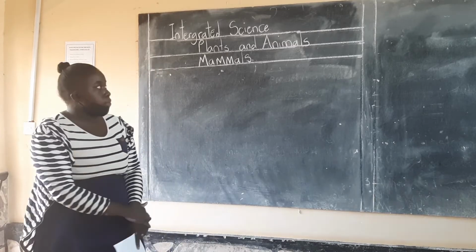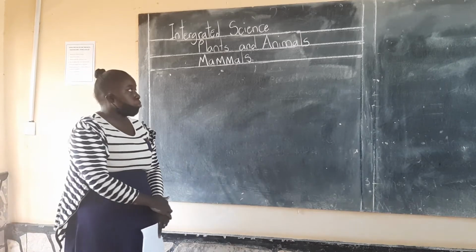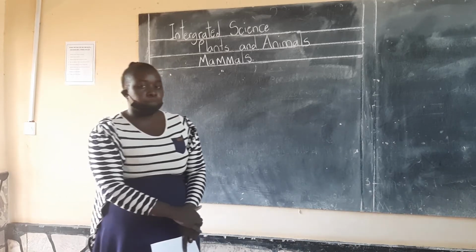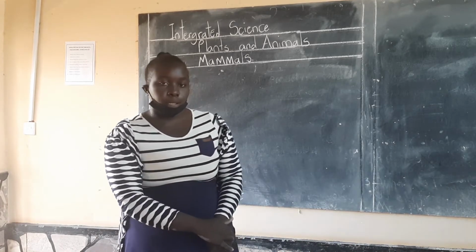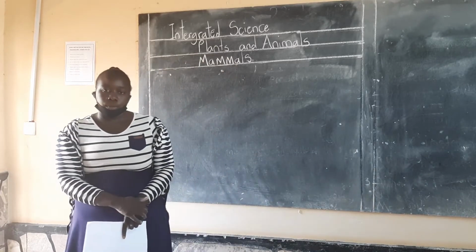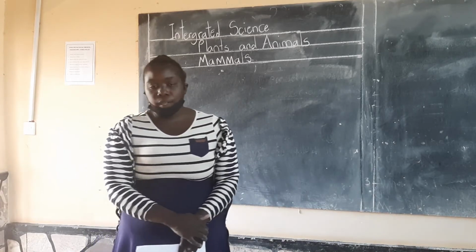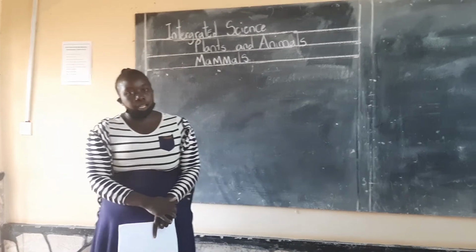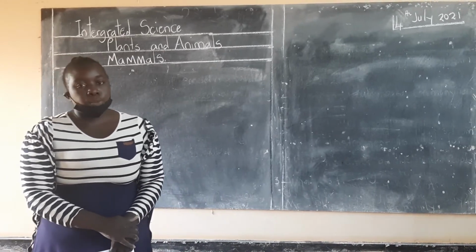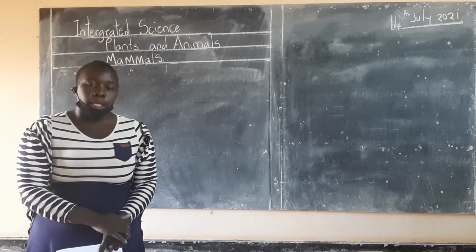Today in science we are looking at plants and animals. Under plants and animals we are going to be looking at mammals. But in our previous lesson we were looking at types of animals, where we listed the two types of animals: the first one, vertebrates, and the second one, invertebrates. We also said vertebrates are animals that have backbones, while invertebrates are animals that do not have a backbone.